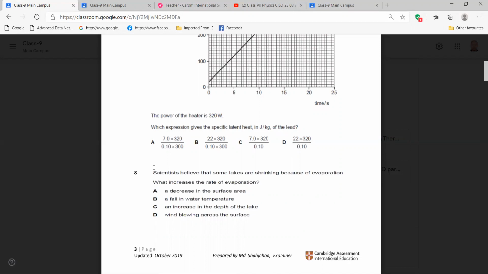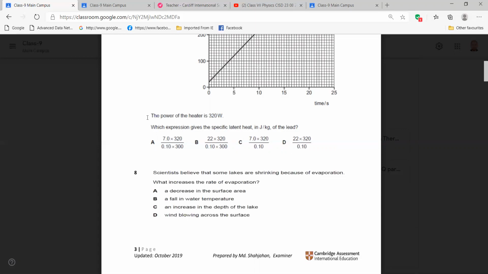Sir, D, a wind blowing across the surface. Sir, I did not get D. What do they mean by D? Wind blowing across the surface. So it's a very easy question, right? Yes, sir. So what are the other factors which can increase the evaporation?